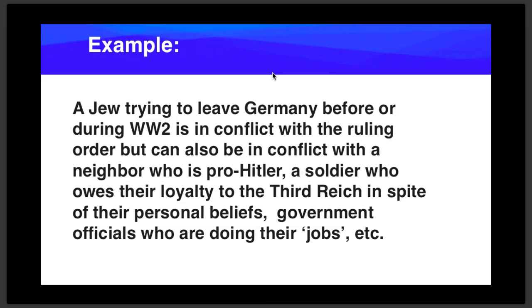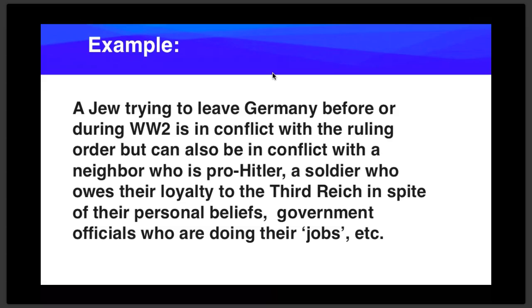So if you're in Germany or Germany-controlled areas, you are in conflict with the society. But you can also show that by being in conflict with a neighbor who is pro-Hitler or a soldier who owes their loyalty to the Third Reich. Why? Because they have a job now where they didn't 3 months before, in spite of their personal beliefs. So that particular soldier might be a person who is in conflict with themselves and has to make the choice. Are they going to help the Jewish person or not, because they're doing it at risk to themselves?